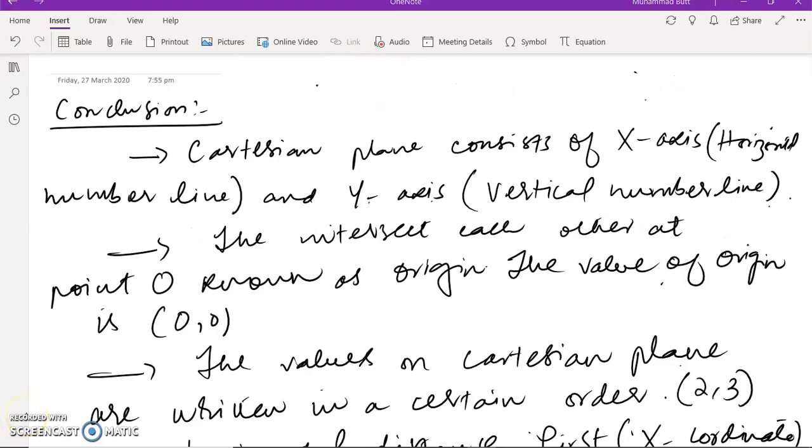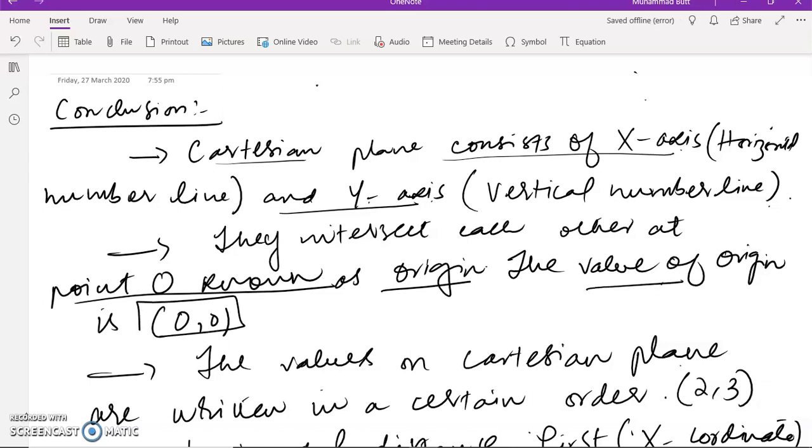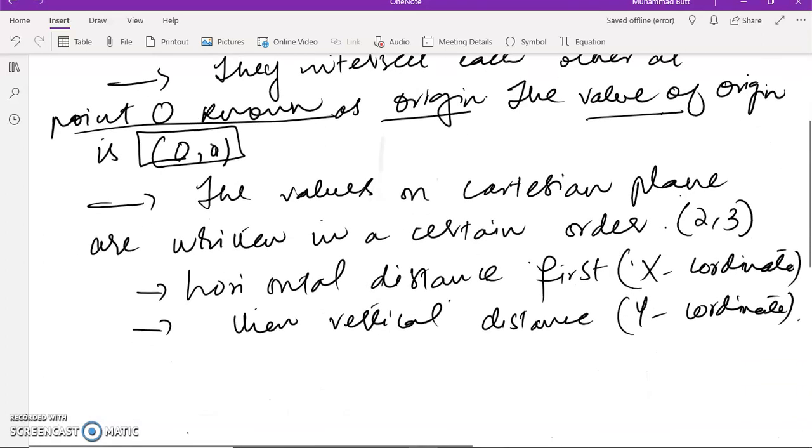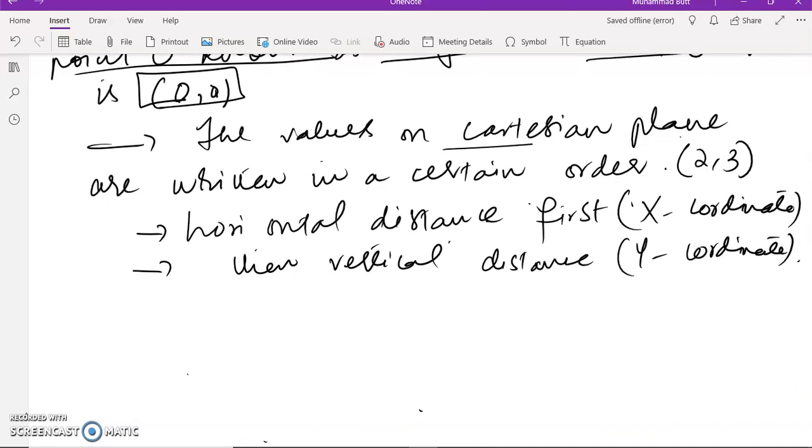Now we can conclude that the Cartesian plane consists of the x-axis, the horizontal number line, and the y-axis, the vertical number line. They intersect each other at point O, and this point is known as origin. The value of origin is 0, 0. It means that the value of x is 0 as well as the value of y is 0 at origin. The values on the Cartesian plane are always written in a certain order.